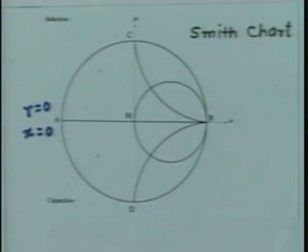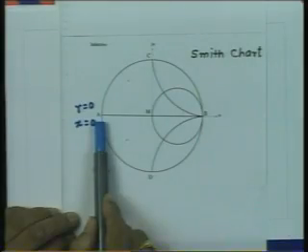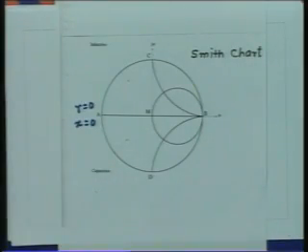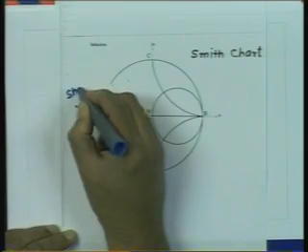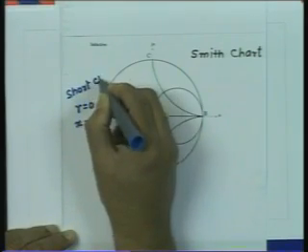And from the impedance point of view, when r is equal to 0 and x is equal to 0, this load is nothing but the short circuit. So, on the Smith chart, this point A represents a short circuit point. This is what is called the short circuit point.